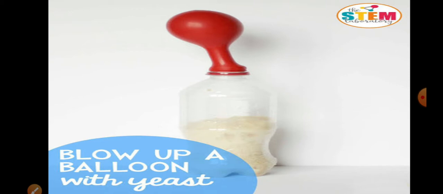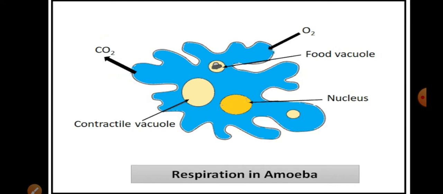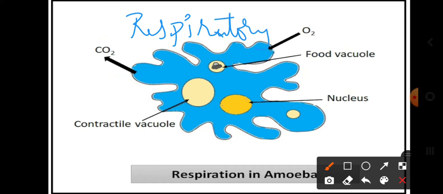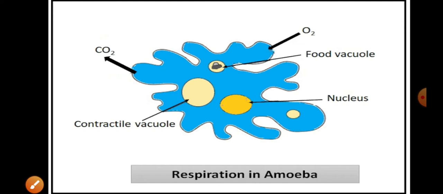help of yeast. Okay, so now in our today's class we're going to learn about the different respiratory organs that are seen in animals, because animals, the living organisms that you observe in your surroundings, are of different sizes and shapes. So due to this, the respiratory organs in animals are not similar. So in our today's class we are going to learn about different respiratory organs.